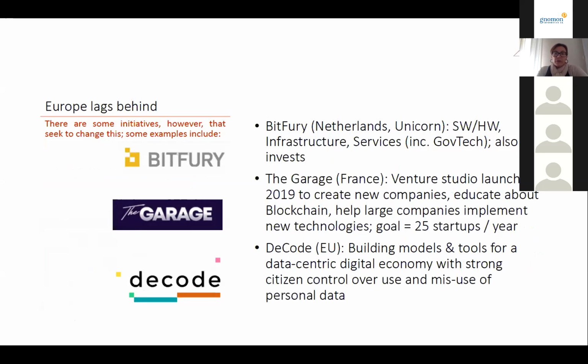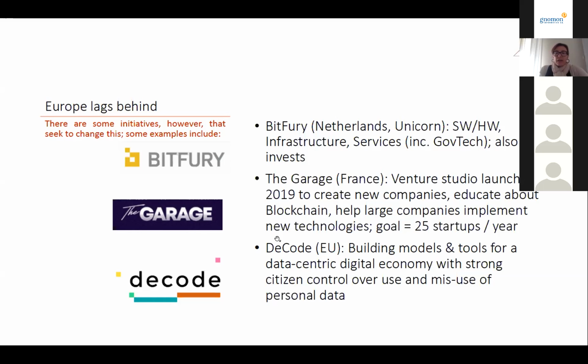One is Bitfury, right? They're actually one of the bigger European unicorns. They're located in the Netherlands. They do mining, but they also have software and hardware infrastructure as well. They provide services, consulting services, including GovTech. They're consulting with the government of Georgia right now. And they have an investment arm too. So they actually are kind of putting their money where their mouth is to try and grow the industry more.